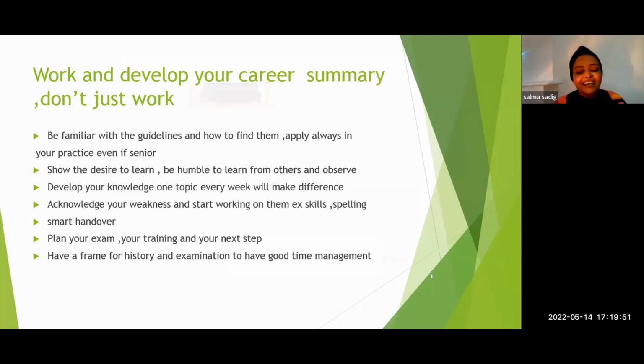Acknowledge your weaknesses and start working on them. For example, skills, spelling, communication, a procedure. What is stopping you from shining and being better? And make a plan working on them. Speak to your supervisor and make a timeline of what you want to achieve in the next few months or weeks. Smart handover. Plan your exam, your training, your next step. Have a frame for history and examination to have good time management. So that was my advice in order to develop your career.